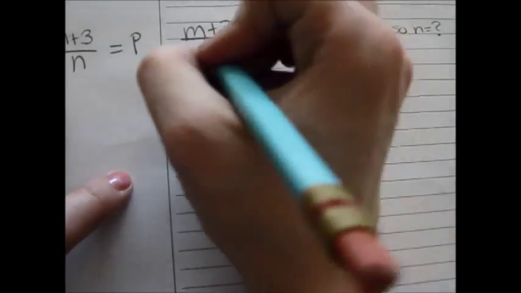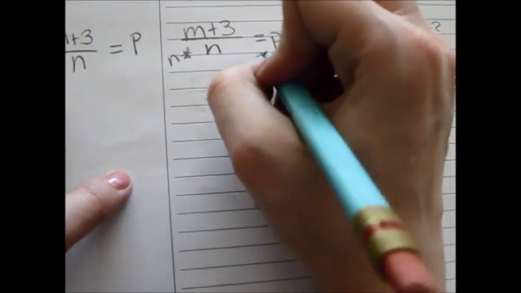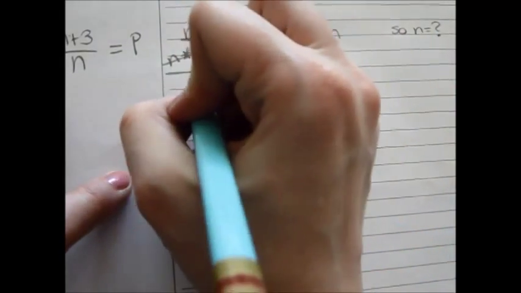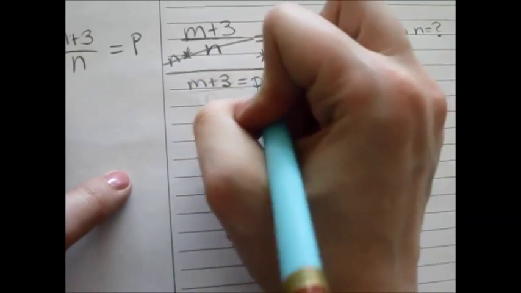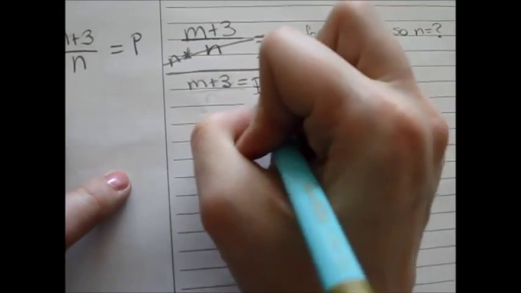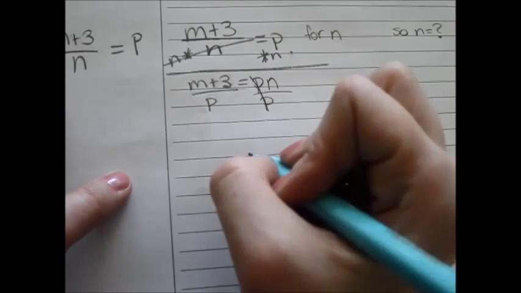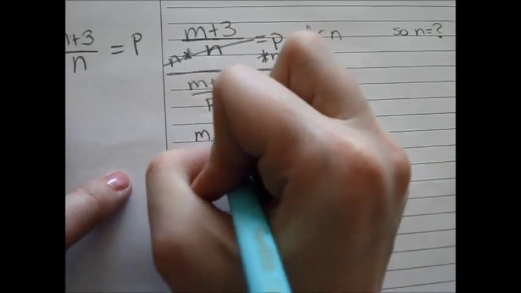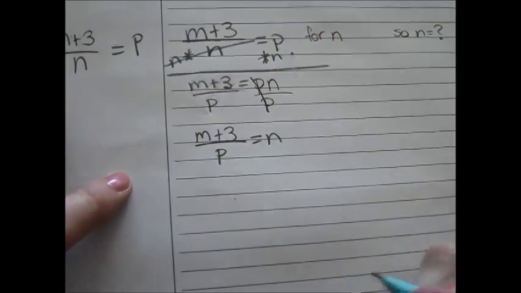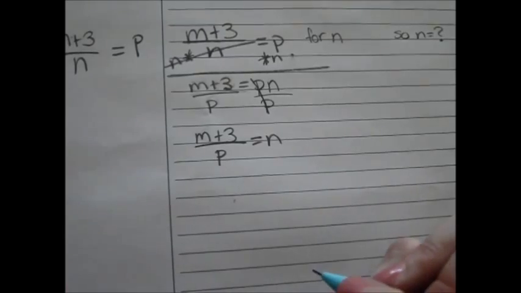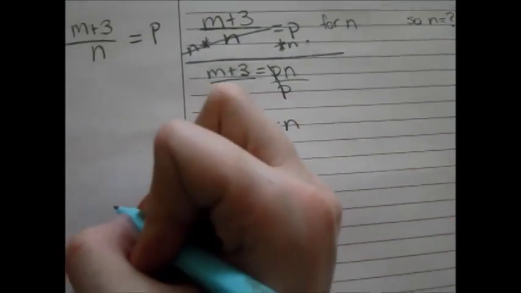The m plus 3 is being divided by n, which works like parentheses. There's some imaginary parentheses around m plus 3. So I multiply by n on both sides. And then I'm going to divide by p on both sides to get the p to the other side. So now I end up with m plus 3 over p equals n.